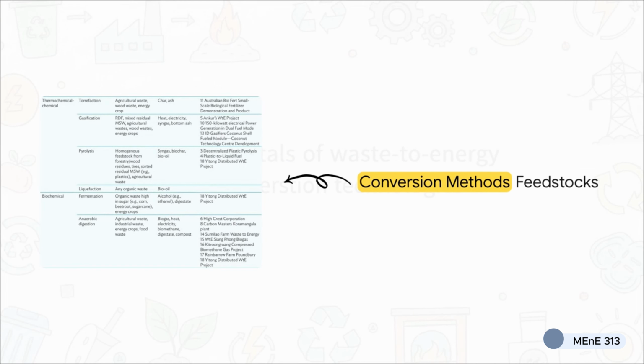And we can map specific technologies directly to their required feedstocks. Notice how thermochemical processes like torrefaction and gasification are paired right up with agricultural waste or refuse-derived fuel. Meanwhile, biochemical processes like fermentation and anaerobic digestion are perfectly matched with high-sugar organics and food waste. It's all about matching the specific tool to the specific material.